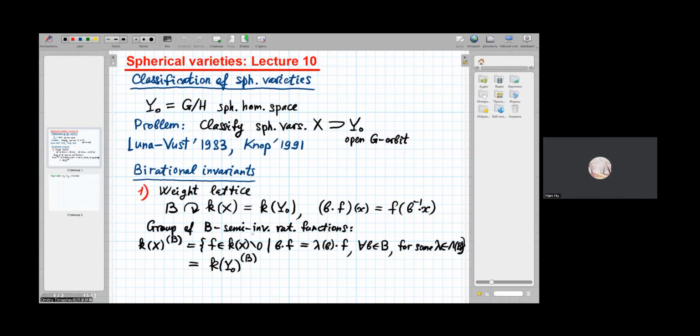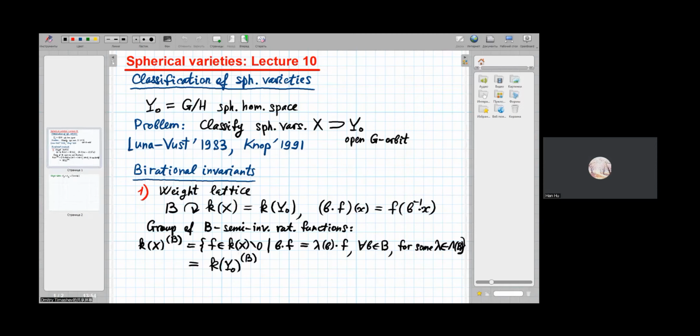You say that the B semi-invariant functions form a group, right? Yes, under multiplication. Yes, under multiplication, but I think multiplication of functions corresponds to multiplication of characters, not the sum of. You are right. You are right. Of course, you are right.